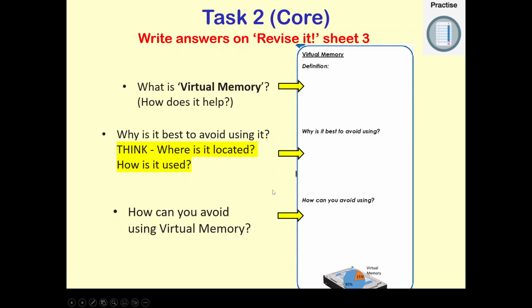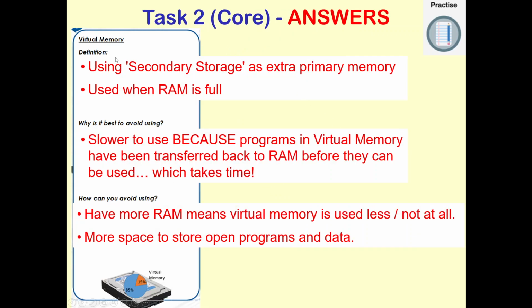Okay, checking your answers, adding to your answers, purple pen. Virtual memory is using secondary storage as extra primary memory. It's like having extra RAM, and it's used when RAM is full. Why is it best to avoid? Because it's slower to use, because programs in virtual memory have to be transferred back to RAM before they can be used, and that takes time.